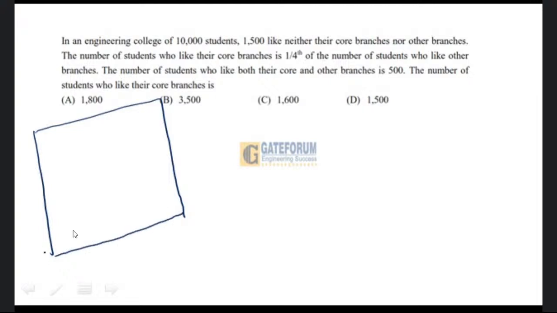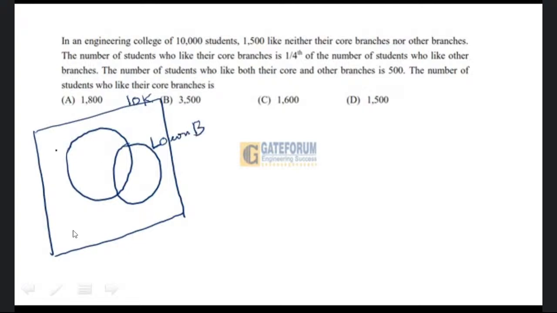Let this be the universal set of the total students of the engineering college, which is 10k. I'm writing k instead of 1000. Let there be two groups, the ones who like their own branch and the others who like other branches. So this is liking own branch, and this is liking other branch. 1500 like neither their core branches nor other branches, so this vacant space outside is 1500.